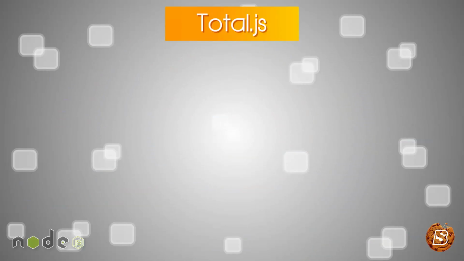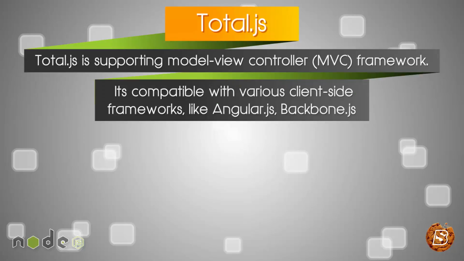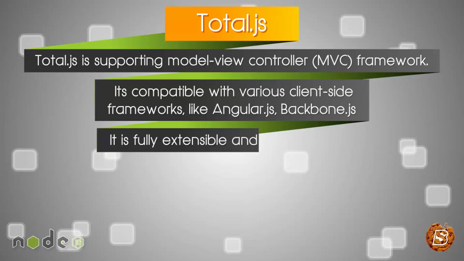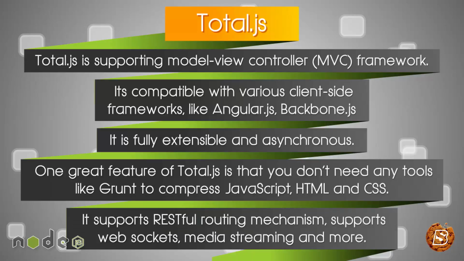Last we have Total.js. Now Total.js is again a model view controller based framework. It's compatible with various client-side frameworks like Angular and Backbone, and it's fully extensible as well as asynchronous. One great feature of Total.js is that you don't need any tools like Grunt to compress JavaScript, HTML, and CSS. Additionally, the framework has a NoSQL embedded database, and it supports a RESTful routing mechanism, WebSockets, and media streaming.